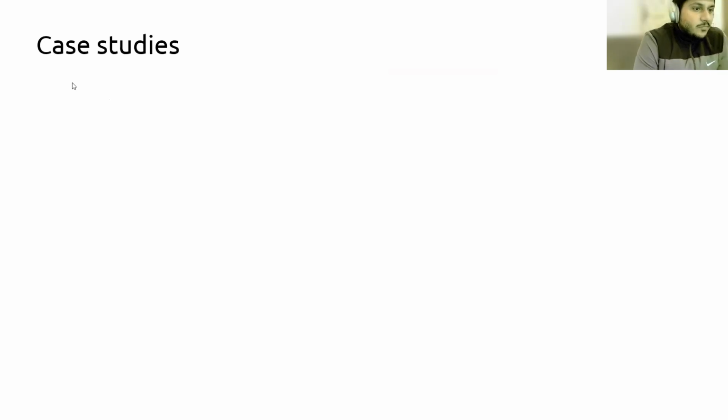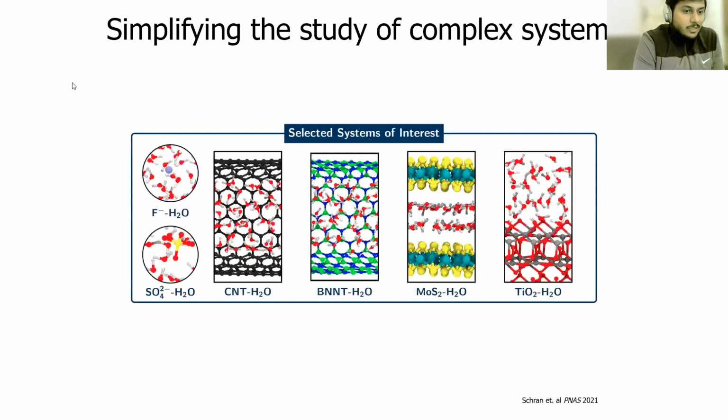Yeah. So here is one of the papers by one of my colleagues, Christoph Schran. It was published in PNAS recently. So what they have really shown is sort of a recipe. It's an entire framework which allows you to simulate systems of the complexity that you see. So these are all solid liquid interfaces and mostly water, hydrophobic or hydrophilic interfaces, as well as some solutions. In this case, some ionic solutions. So like a fluoride ion in water, sulfate ion in water, and so on.